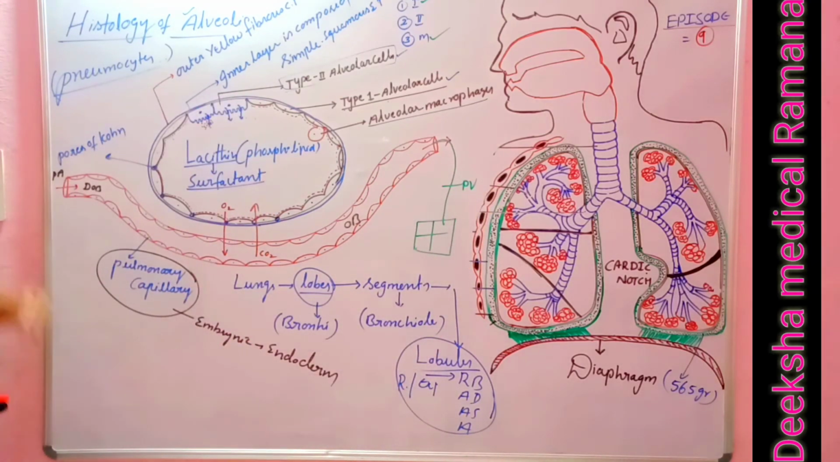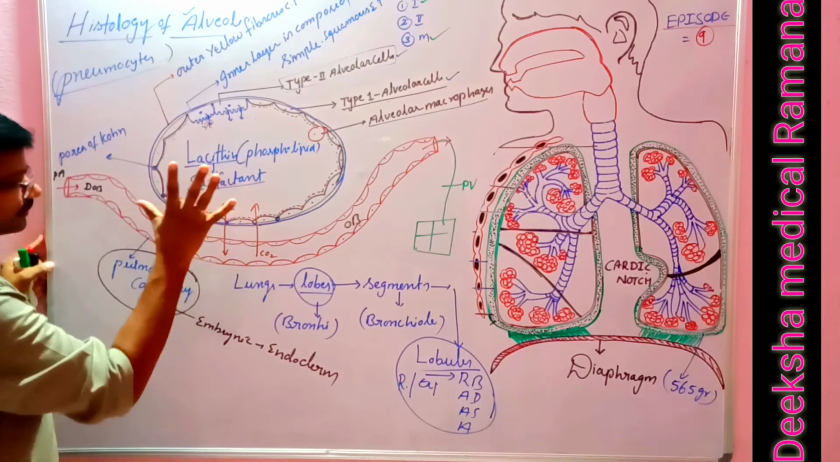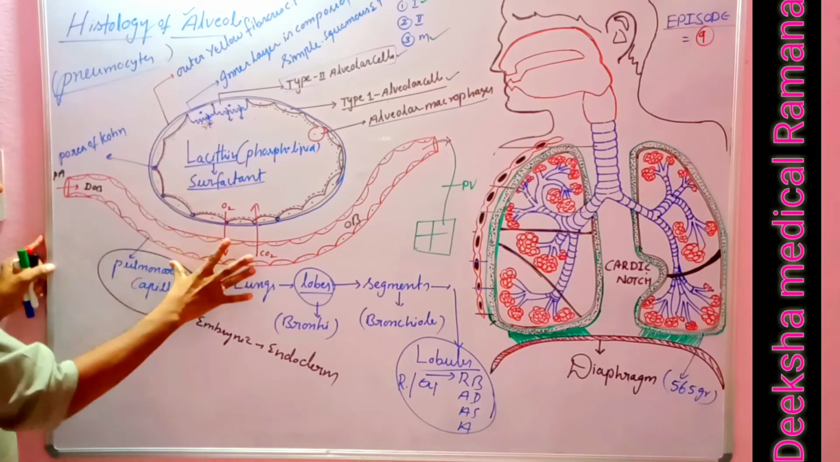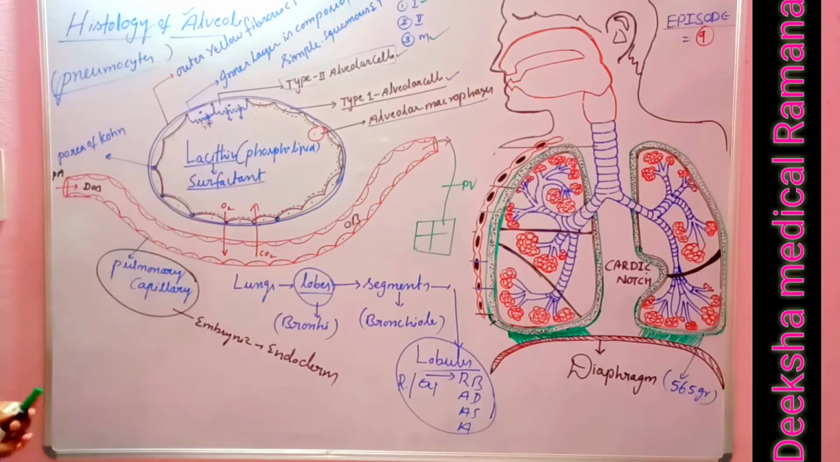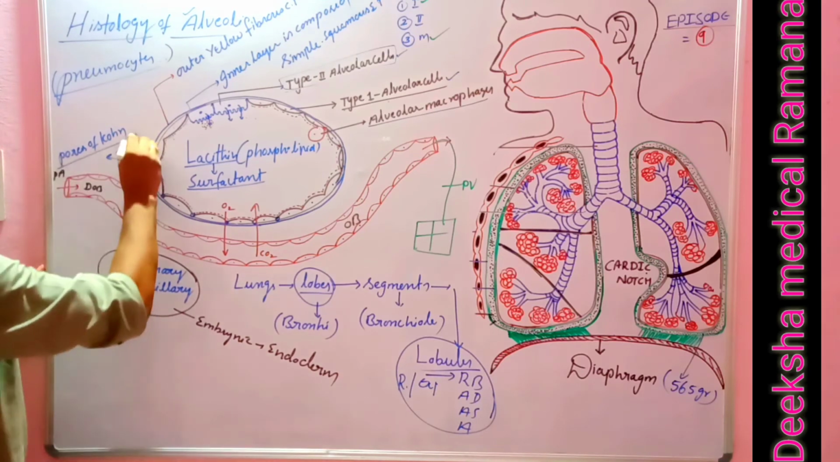I hope you understand the structure and histology of the alveoli. So the alveolus is the structural and functional unit of the respiratory system. Why is it the structural and functional unit of the respiratory system? Because it is the primary site where the exchange of gases takes place. And let me explain one more important point.